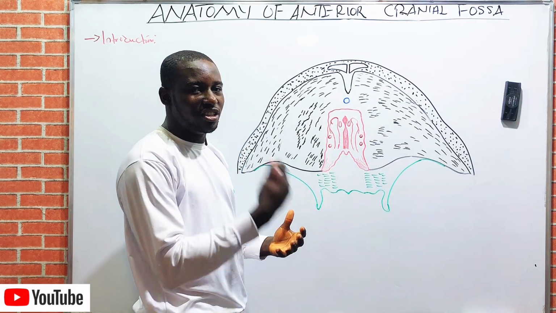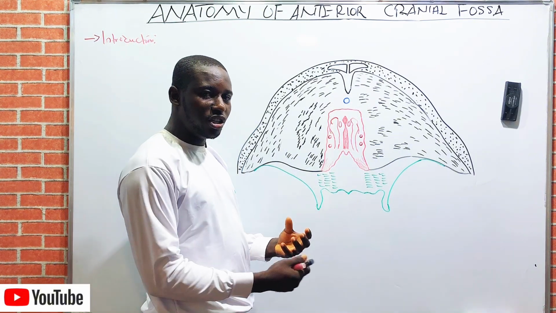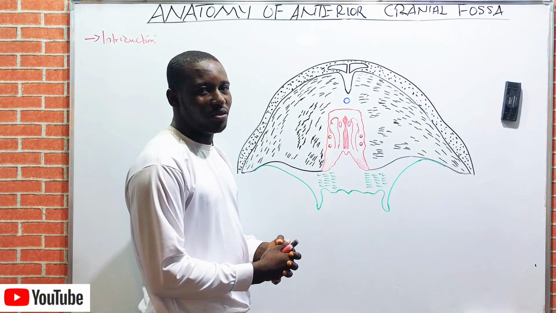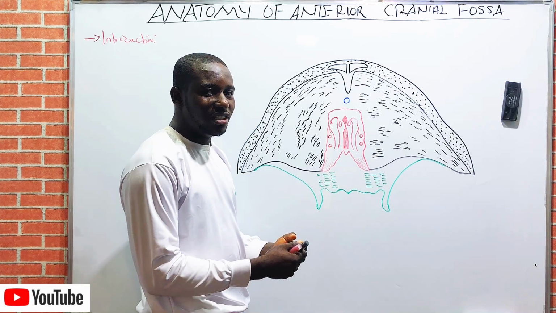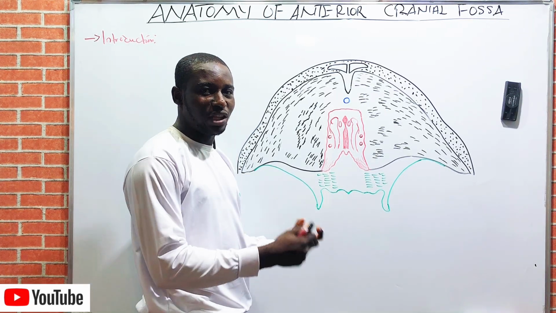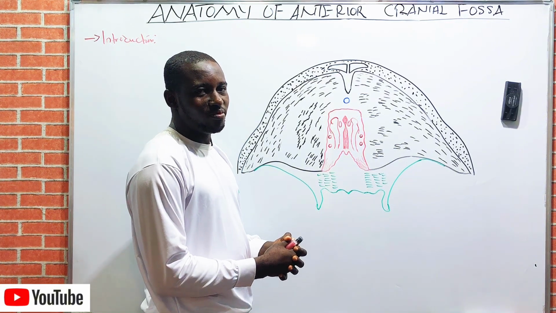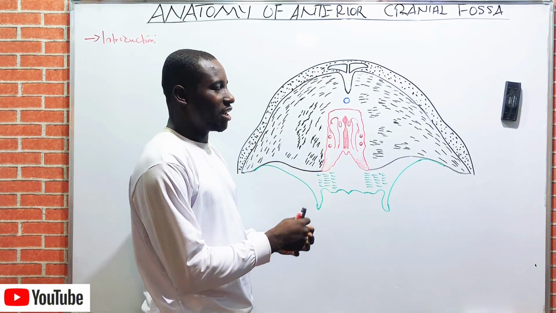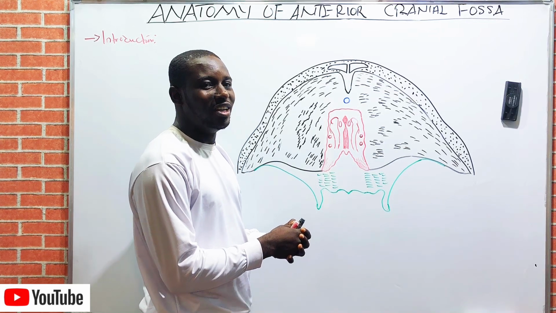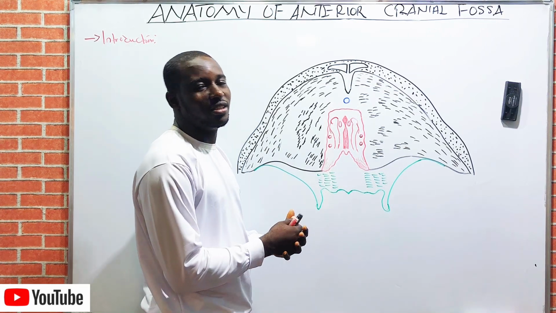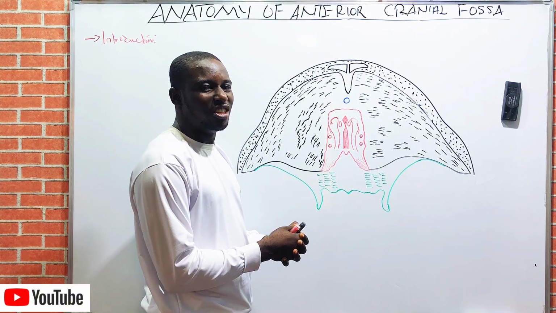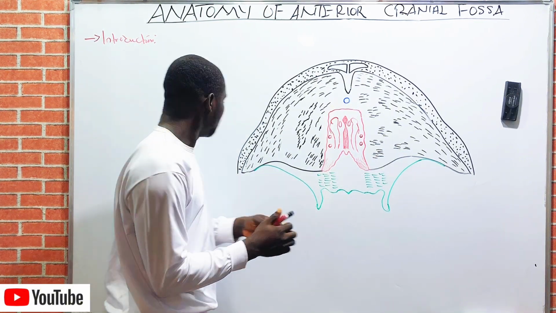Recall that the anterior cranial fossa is superior to the nasal cavity and the orbital cavity. The nasal is for the nose, while the orbital is for the eye. That is the concept of the anterior cranial fossa. Up next, we'll be discussing the formation of the anterior cranial fossa, the bony formation.